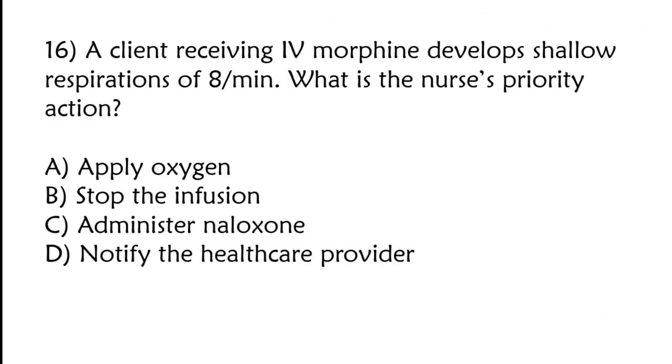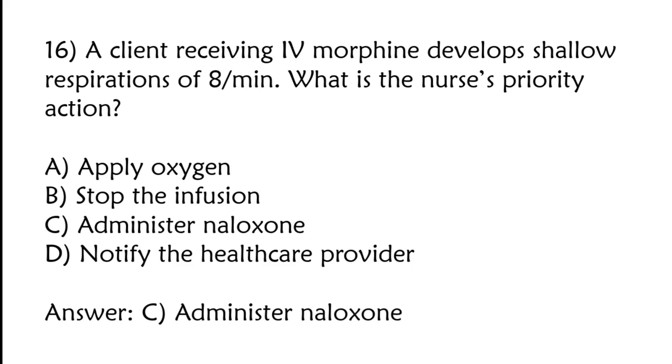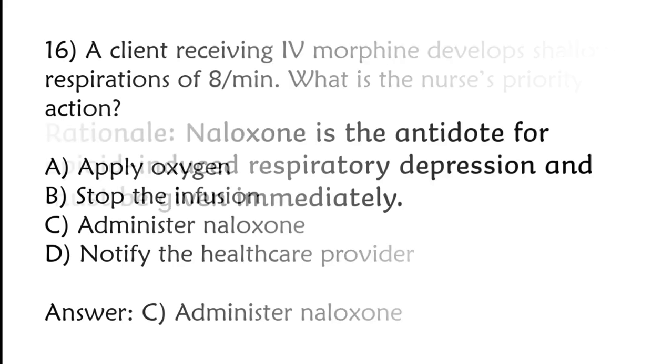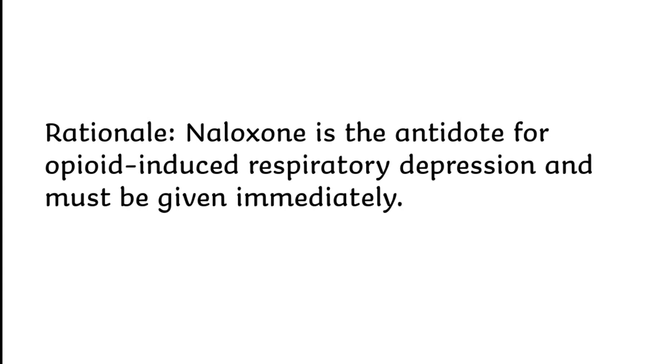A client receiving IV morphine develops shallow respirations of 8 per minute. What is the nurse's priority action? Correct answer is C. Administer naloxone. Rationale: naloxone is the antidote for opioid-induced respiratory depression and must be given immediately.